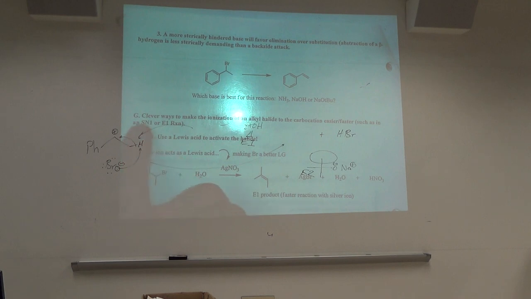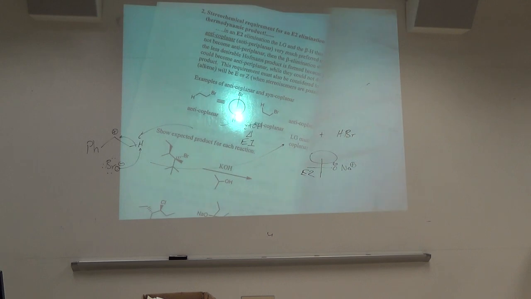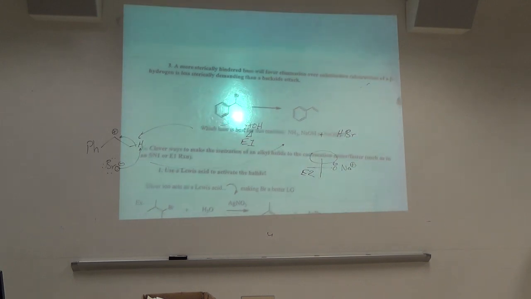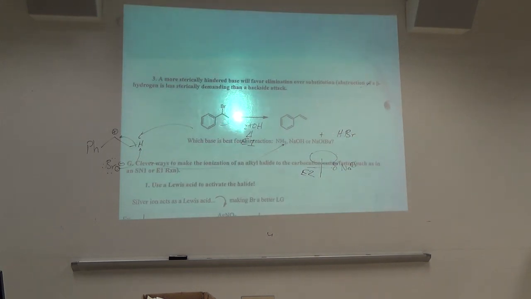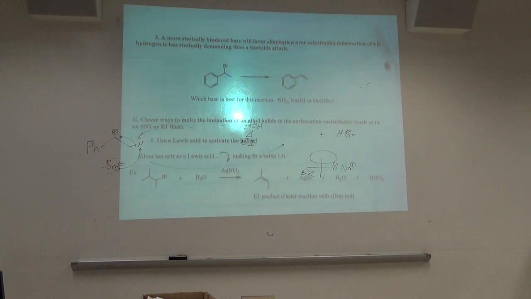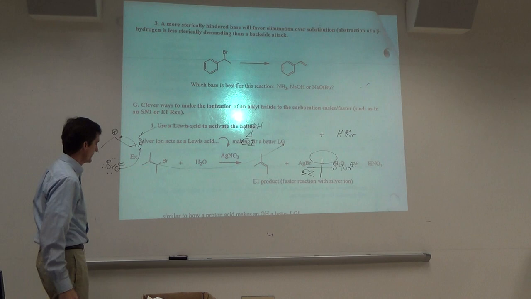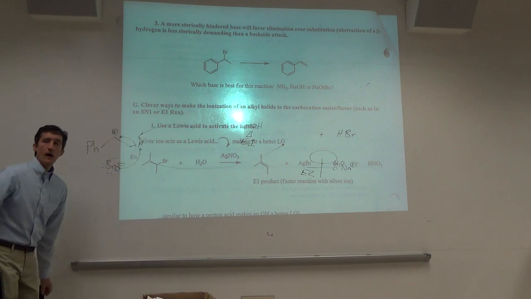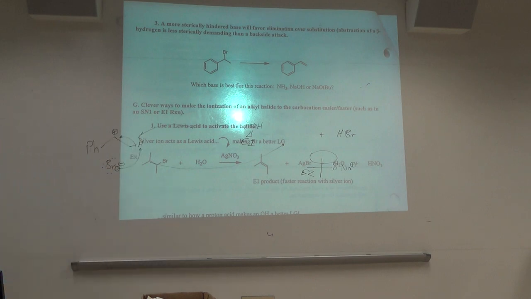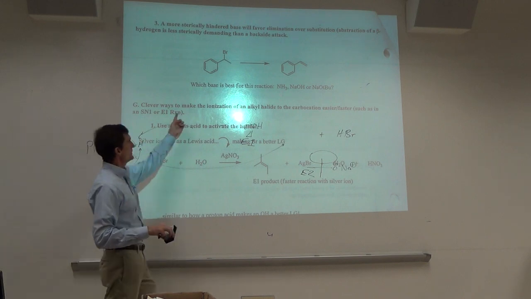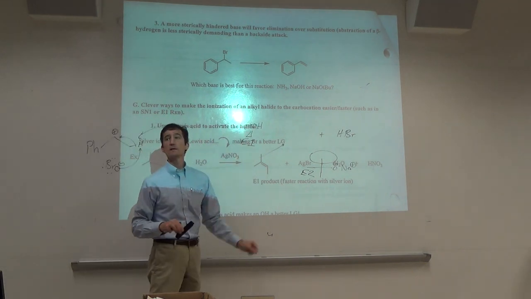G, I don't remember F. Were we under F? Like we were. Yeah. G. Clever ways to make the ionization of an alkyl halide to a carbocation easier. How do we make an OH, basically, how do we make something a better leaving group? How can you make a halide a better leaving group?